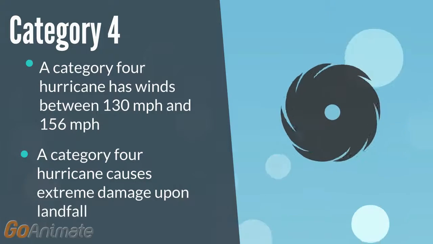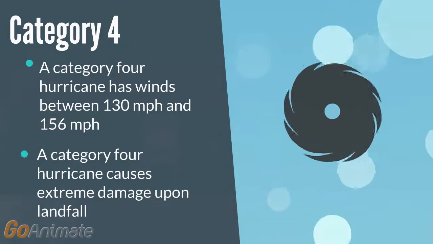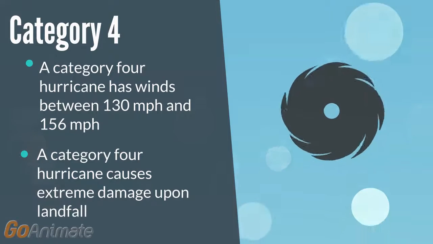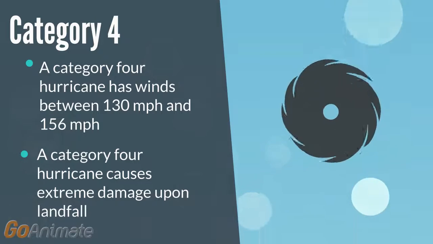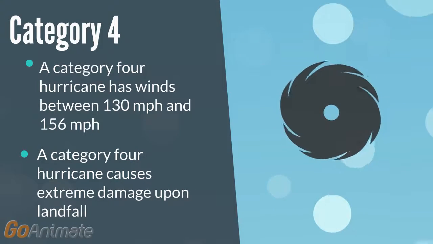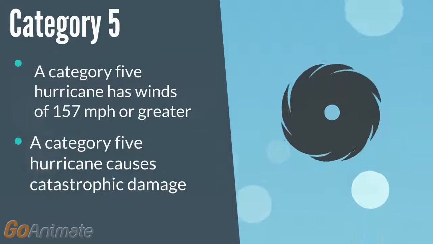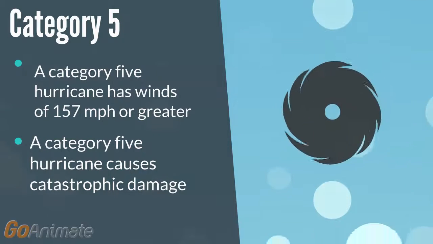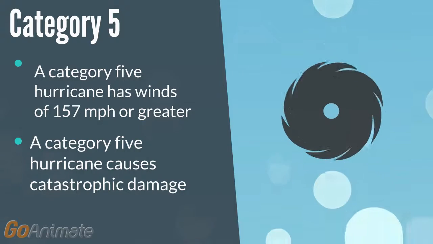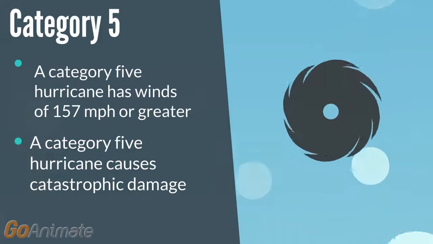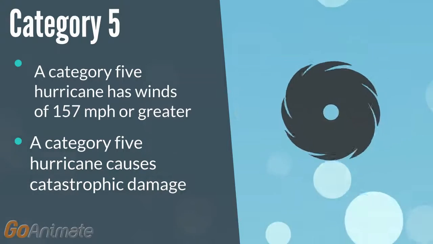Category 4. A Category 4 hurricane has winds between 130 miles per hour and 156 miles per hour. A Category 4 hurricane causes extreme damage upon landfall. Category 5. A Category 5 hurricane has winds of 157 miles per hour or greater. A Category 5 hurricane causes catastrophic damage.